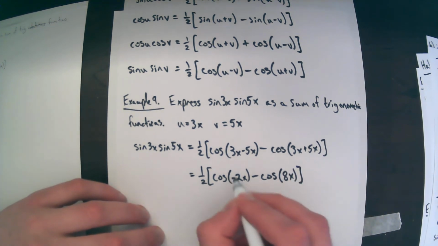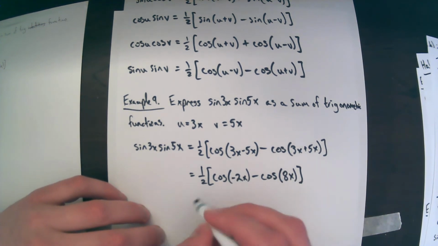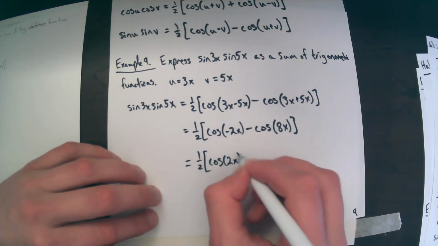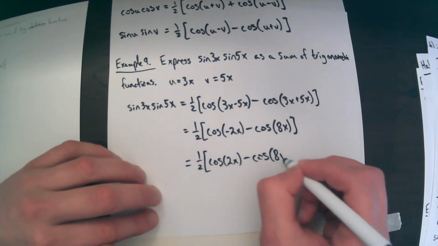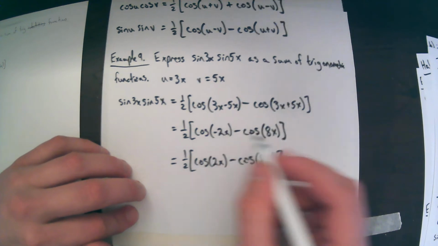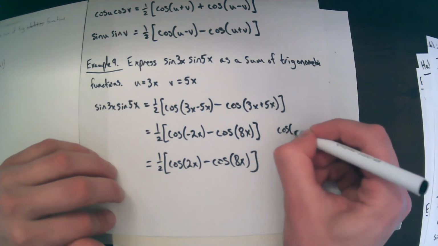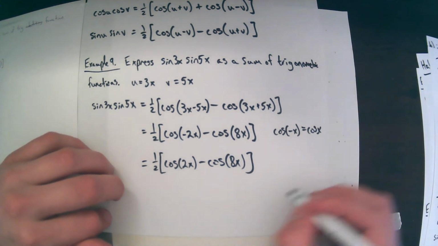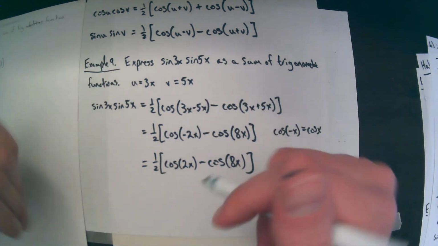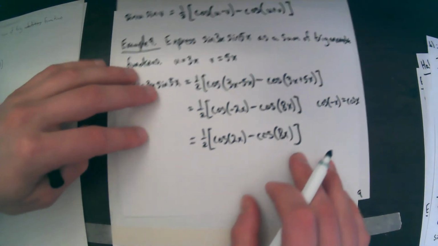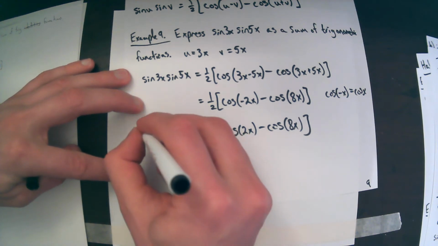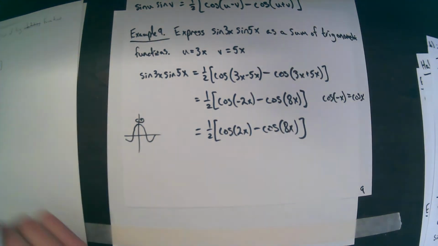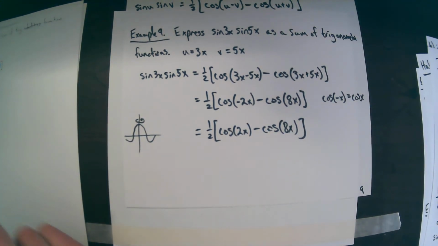And cosine is an even function, so it's going to absorb this negative as if it was never there. So 1/2 of cosine 2x minus cosine 8x. This is coming from the fact that cosine is even, so cosine of any negative input just yields the cosine function. Like x squared, it's even. It's symmetric around the y-axis. If I draw cosine, it's symmetric around this axis, just like a parabola, so it absorbs negatives.